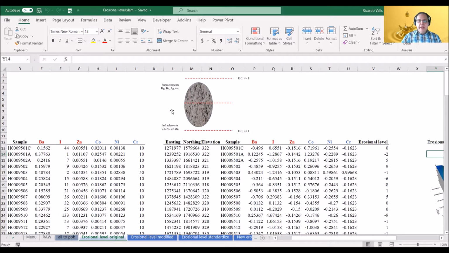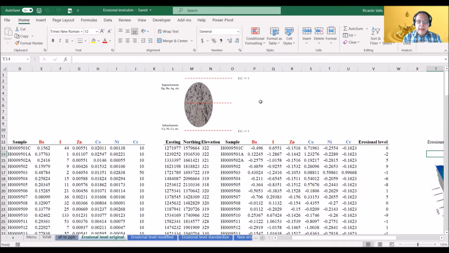There will always be a group of elements that will tend to form below the deposit. These are called infraelements, and examples are cobalt, nickel, chrome, and others. So, if you have a coefficient that divides the supraelements by the infraelements, and that coefficient gives you a value larger than 1, that means that the erosional level has not touched yet your deposit. If on the contrary, this coefficient gives you a very low value or negative value, that means that the erosional level is down here, so the deposit has been eroded already.